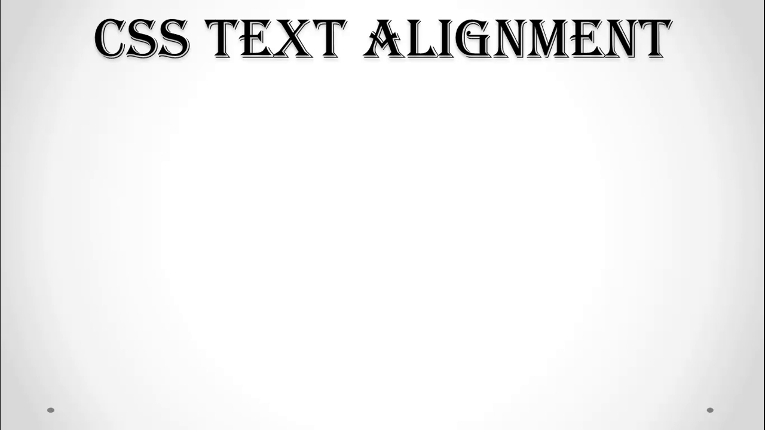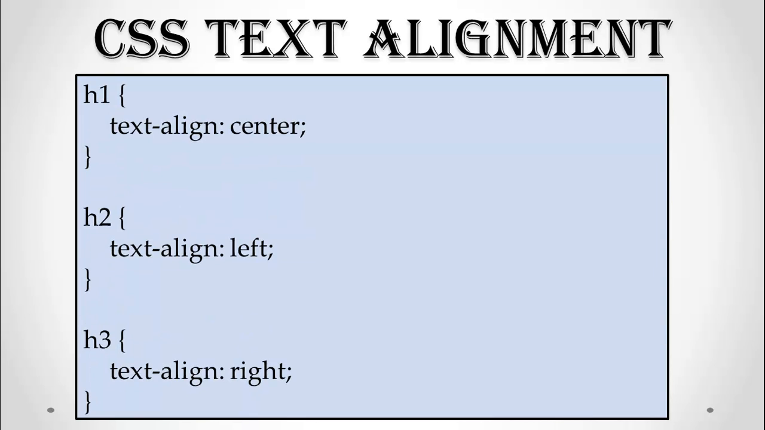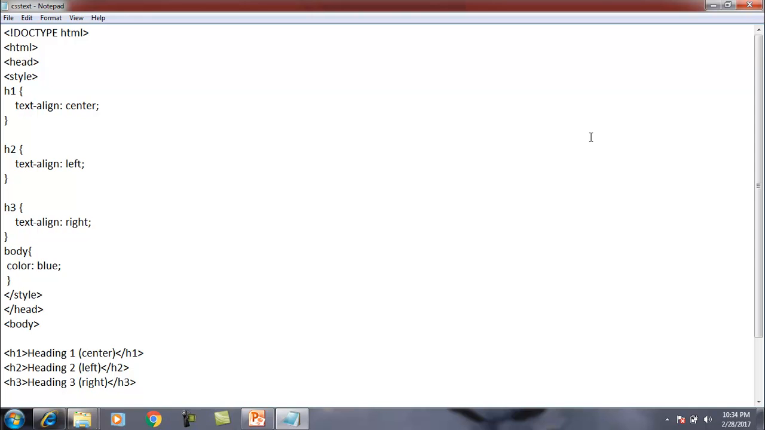Now, text alignment. The text align property is used to set the horizontal alignment of a text. A text can be left or right aligned, centered, or justified. Now, I am going to explain you an example of the text formatting. So, this is the example of the CSS text formatting.